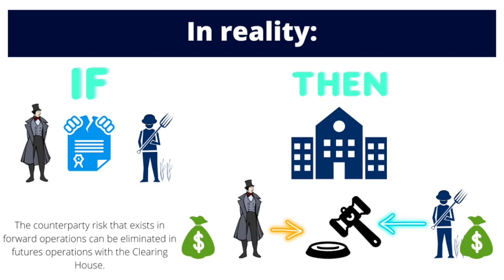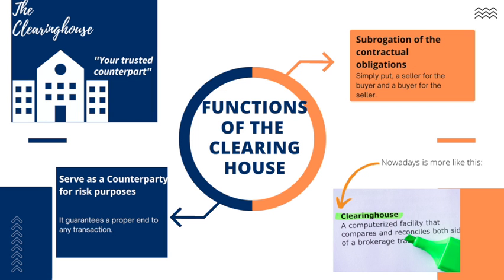Here we just covered one of the core ideas of this video, guys, that the counterparty risk that exists in forward operations is eliminated in futures operations due to the existence of the clearinghouse. Moreover, as it is integrated with the same market governing company or in a legally different company but operationally linked, it will fulfill the following functions. First and foremost, the subrogation of the contractual obligations of the buyer and the seller. That, my friends, in plain English, means being a seller for the buyer and a buyer for the seller. And second, serve as a counterparty for risk purposes, guaranteeing a proper end to all transactions.